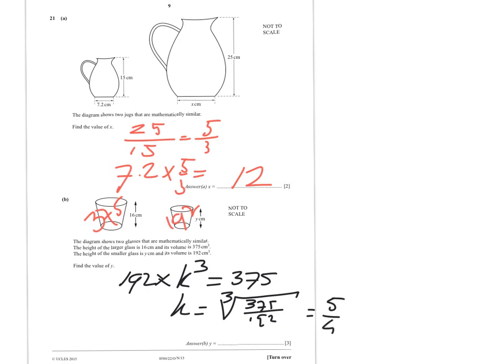So I know the scale factor is 5 over 4. I tell myself y needs to be less than 16. Hence I have to do 16 divided by 5 over 4, or times it by 4 over 5. Whatever you prefer, whatever your teacher taught you, but you're going to get the same answer as I do, which is 12.8.